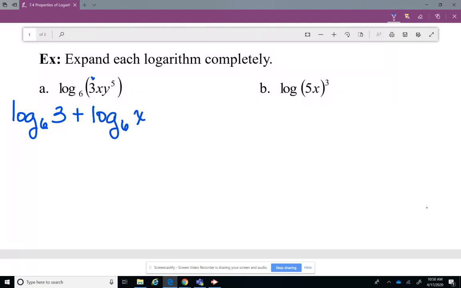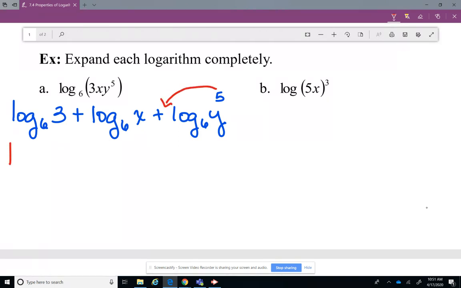So we've done the first one. We've done the second one. Plus log base 6 of y to the 5th. All right, so we're almost done. Now, do you see that y to the 5th? When you're expanding, you cannot have exponents. All right, so you're going to have to take that 5, and you're going to put it in front of this one.